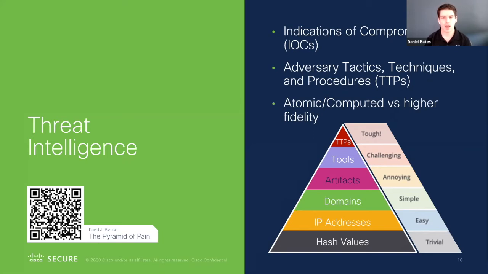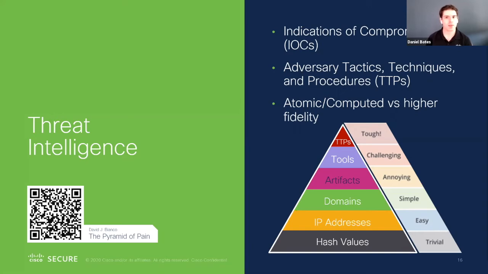If the attacker made a mistake when they were building out that tool and there's a typo in the user agent, we can use that to identify the tool itself, which is much more useful than identifying the IP address that was serving that tool. And the higher we go up this pyramid, the more challenging it is for the attacker to resume business.